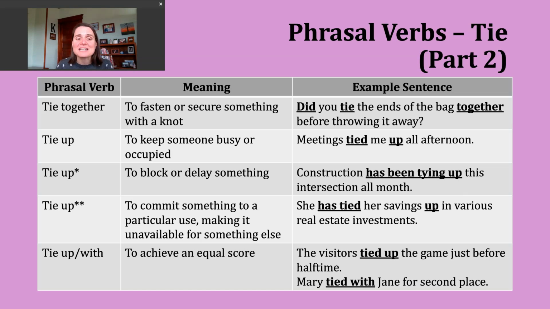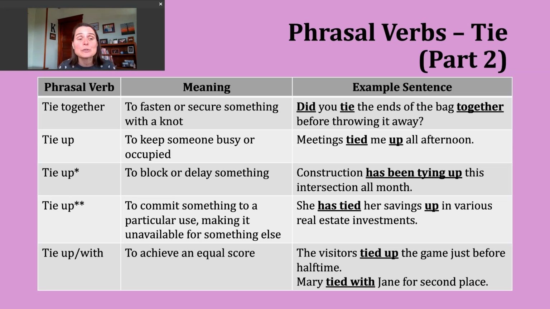The next phrasal verb we'll discuss is to tie up. This can have a few different meanings. The first is to keep someone busy or occupied. An example of this: Meetings tied me up all afternoon. Right? So maybe I had a meeting at 1 o'clock, 2 o'clock, 3 o'clock, 4 o'clock. I might be explaining why I didn't email someone back or call them back, right? These kept me busy. That's another simple past tense sentence.